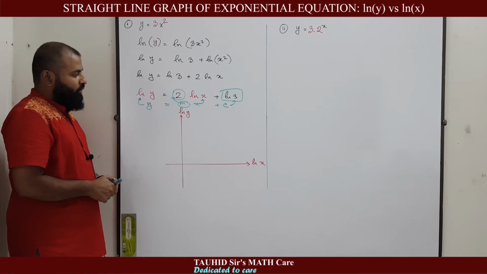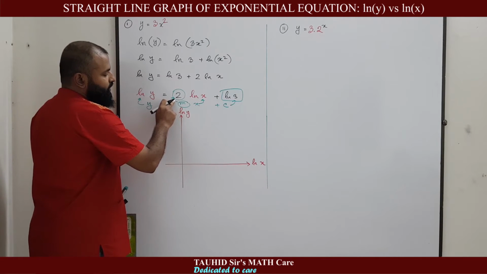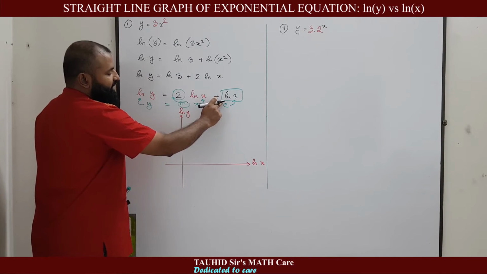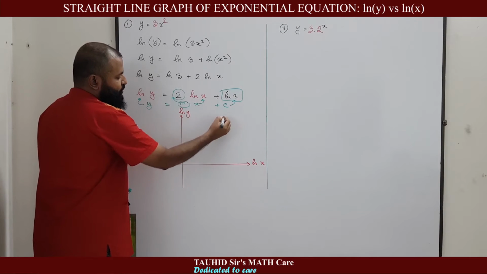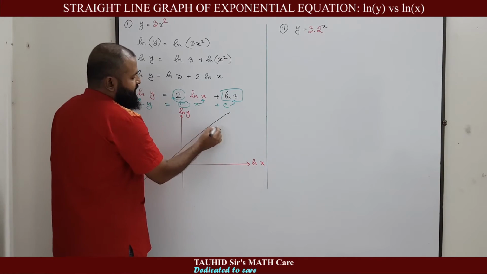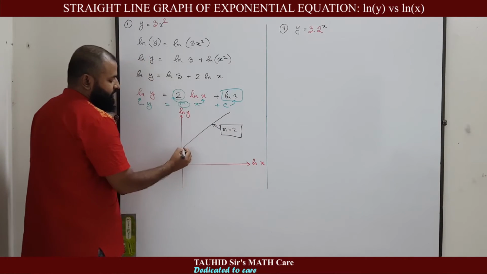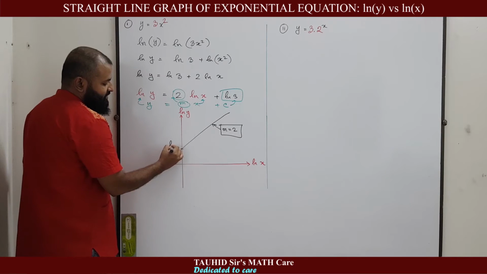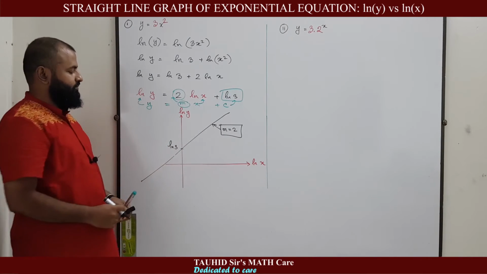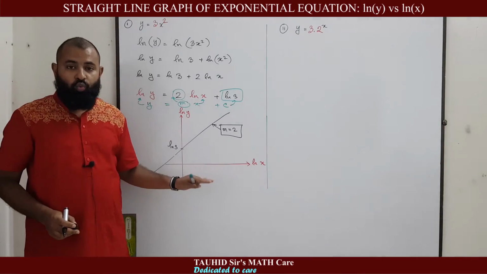So we will draw the straight line now. We can see that the gradient is 2, which is positive, and the y-axis intercept is ln 3, which is also positive. So this is our straight line. Its gradient is 2 and the y-axis intercept is ln 3. We got the answer to question number 1.